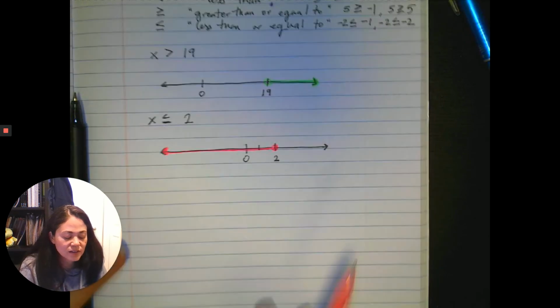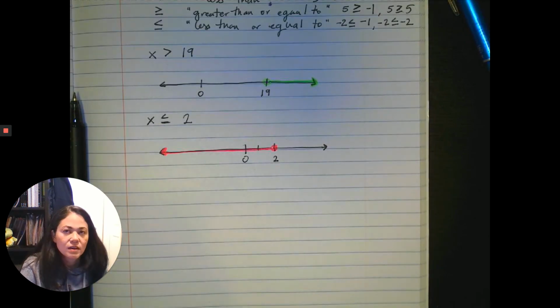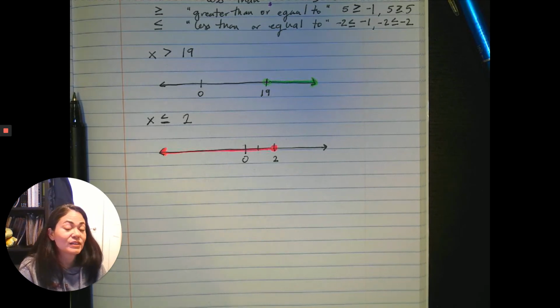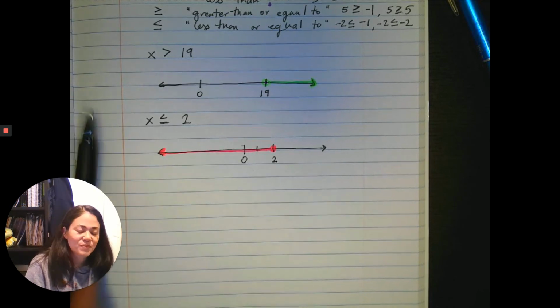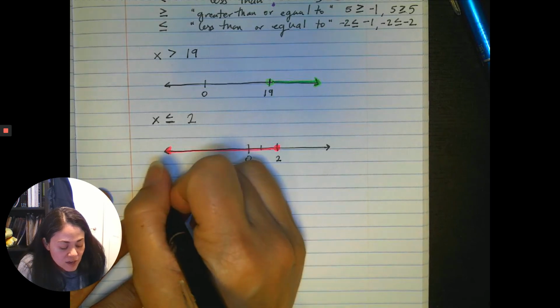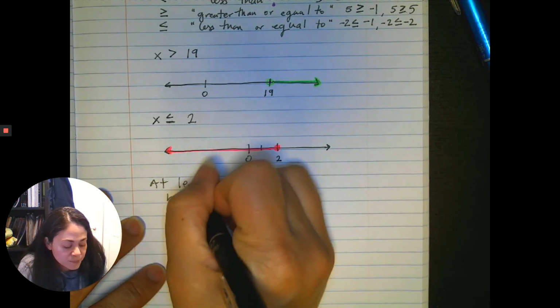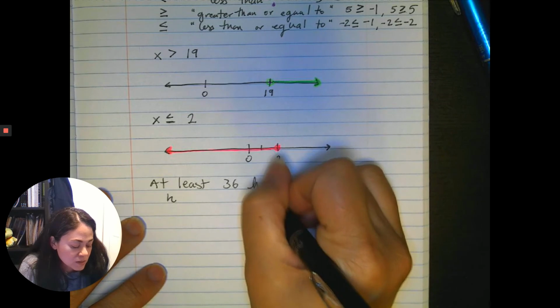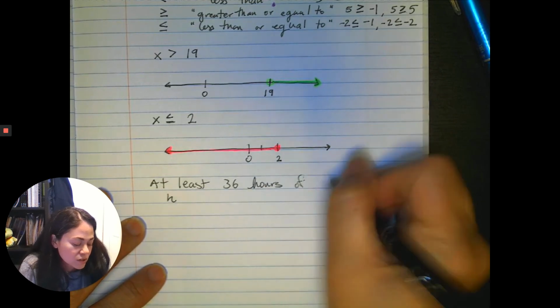Now, these scenarios come up in real life actually quite a bit. For instance, you all are required to do 36 hours of community service every academic school year. And we're required to do at least 36 hours, right? So you could represent that as an inequality, that the number of hours, H, so let's just write this, at least 36 hours of community service.